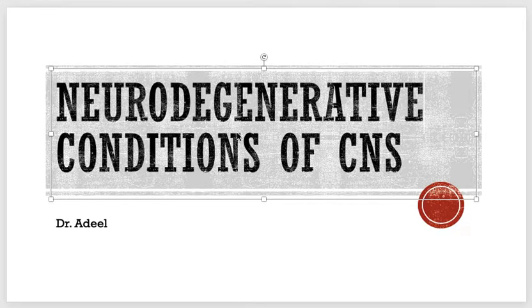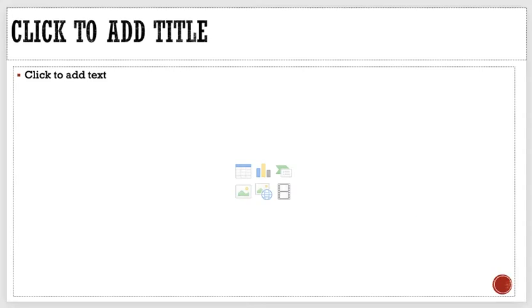Now, first of all, I would like to mention that neurodegenerative conditions are a lot in neurology, and of course, too hard to sum up all of them in one lecture, and some of them are beyond the scope of undergraduate students. So, I will be talking mostly about two very common types of neurodegenerative conditions which can occur in humans. So, what are neurodegenerative conditions?